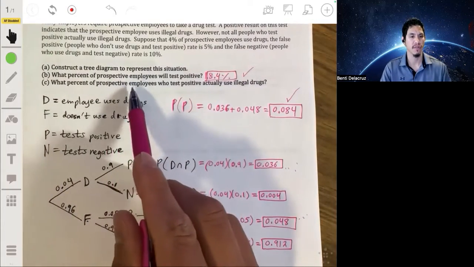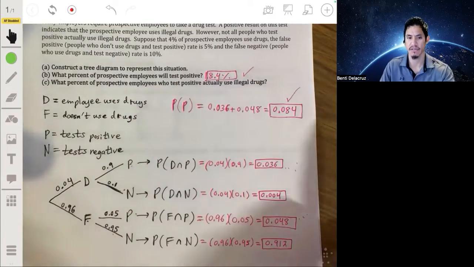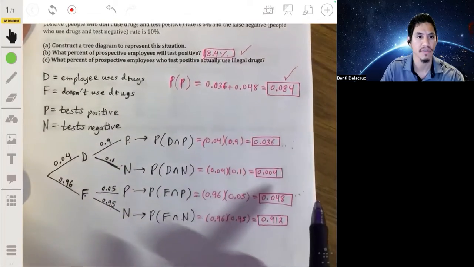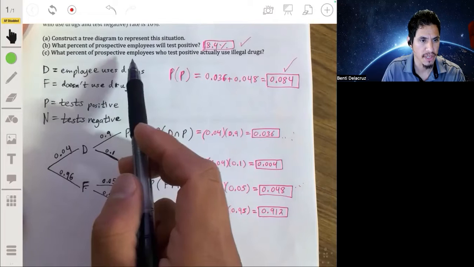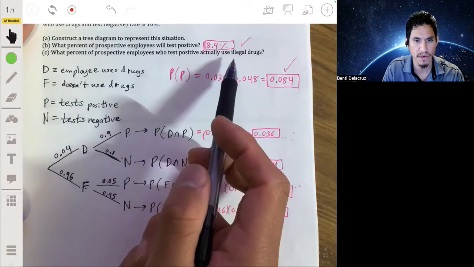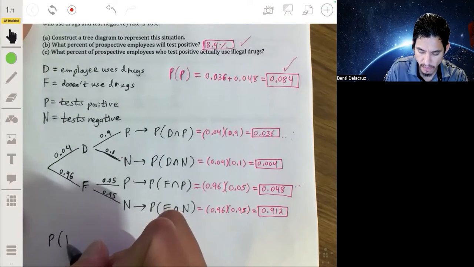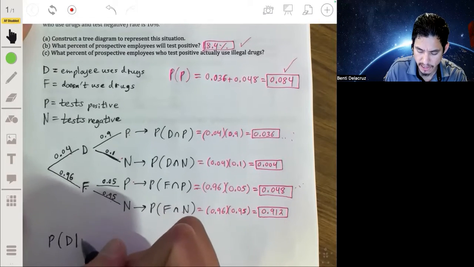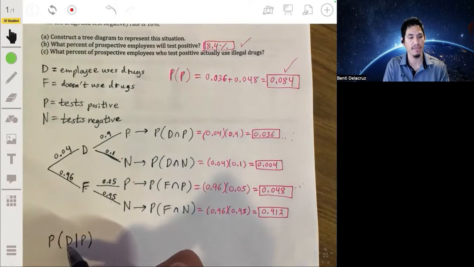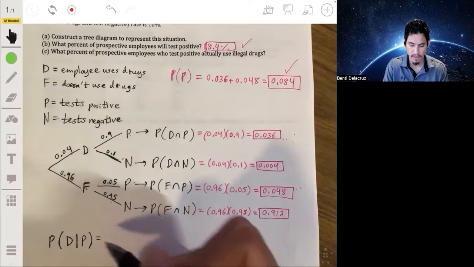Now, what percent of prospective employees who test positive actually use illegal drugs? Okay, so this is a conditional probability. We're given that the condition is they test positive, and we're trying to figure out the probability that they use drugs. So the probability of D given P: the probability of them being a drug user, given that they tested positive.